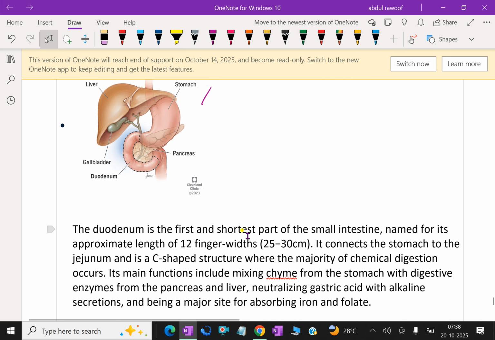The duodenum is the first and shortest part of the small intestine, named for its approximate length of 12 finger widths, nearly 25 to 30 centimeters. It connects the stomach to the jejunum and is a C-shaped structure where the majority of chemical digestion occurs. Its main functions include mixing chyme from the stomach with digestive enzymes from the pancreas and liver, neutralizing gastric acid with alkaline secretions, and being a major site for absorbing iron and folate.